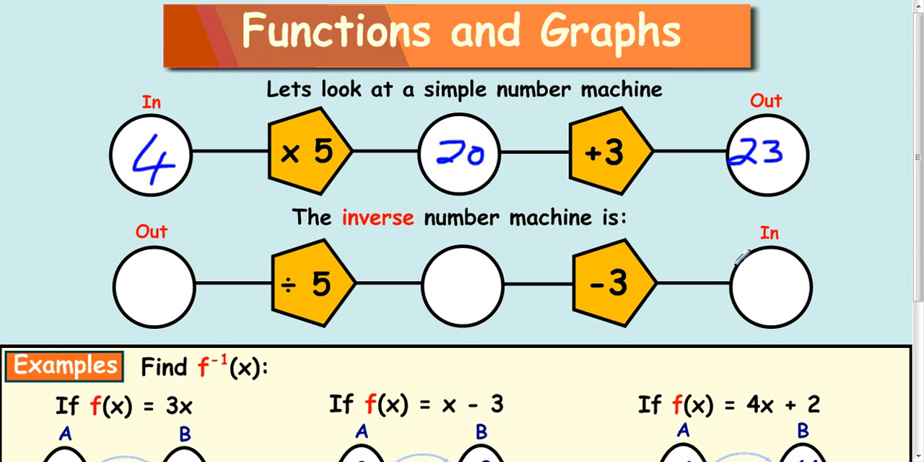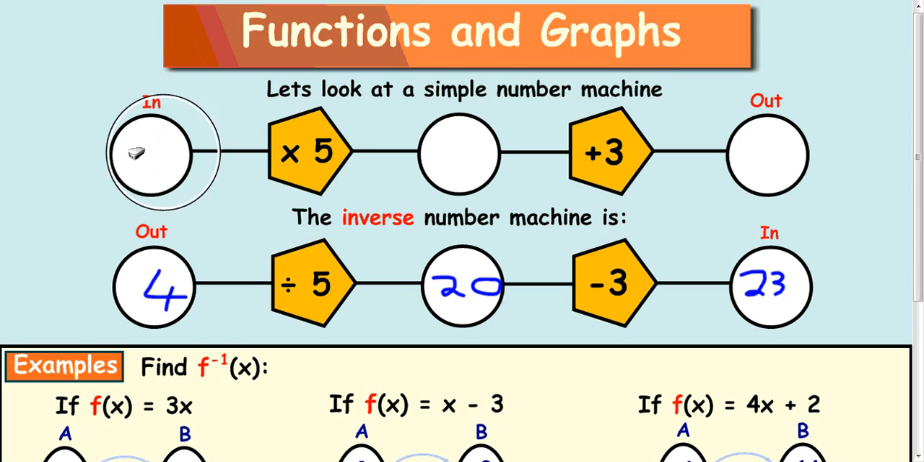So take away 3, if you think of 23 going in, take away 3 first to get you back to 20, and then divide by 5 to get you back to 4. So the last thing you did is the first thing you do, but the opposite. And when I start off doing inverse functions, the easiest thing to do is write the function in terms of a number machine, then reverse it. It's much easier to deal with and think about what's happening.